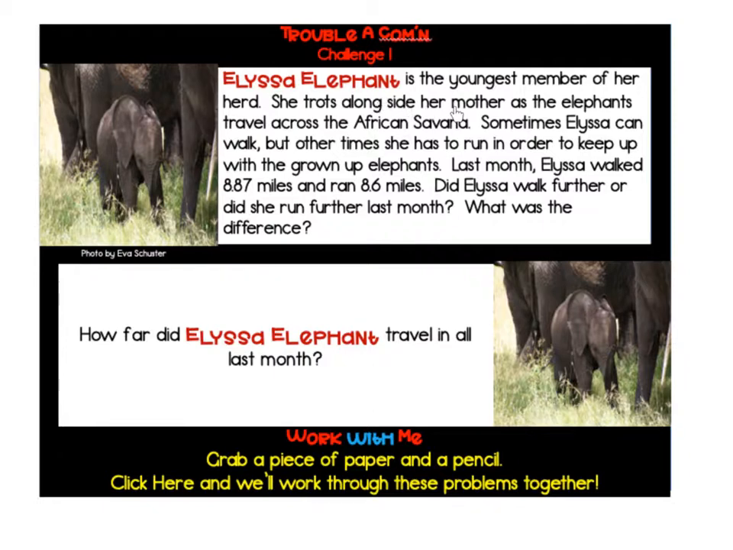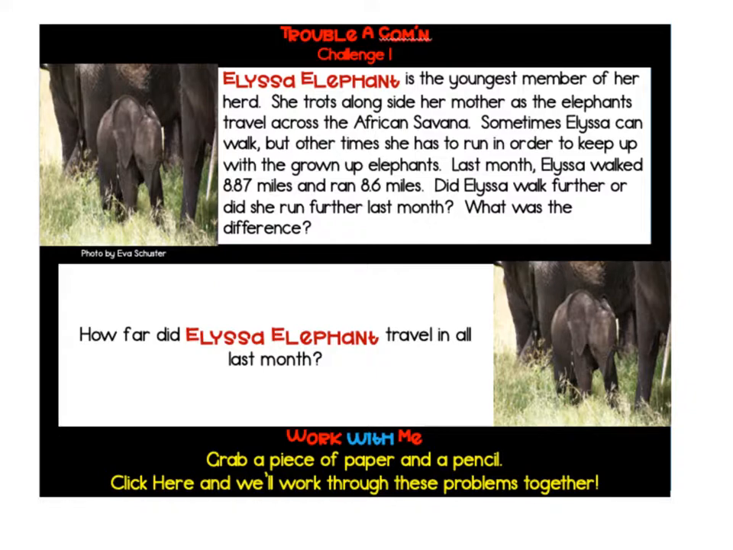Elyssa Elephant is the youngest member of her herd. She trots alongside her mother as the elephants travel across the African Savanna. Sometimes Elyssa can walk, but other times she has to run in order to keep up with the grown-up elephants. Last month, Elyssa walked 8.87 miles and ran 8.6 miles. Did Elyssa walk further or did she run further last month? And then what was the difference?